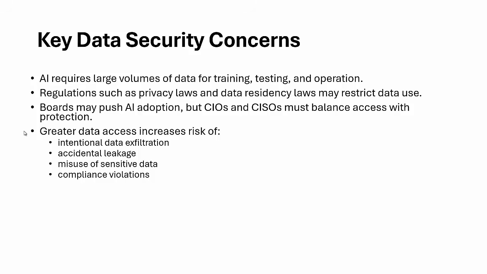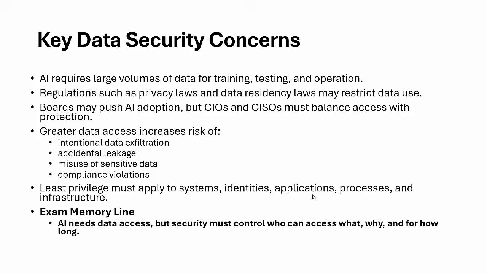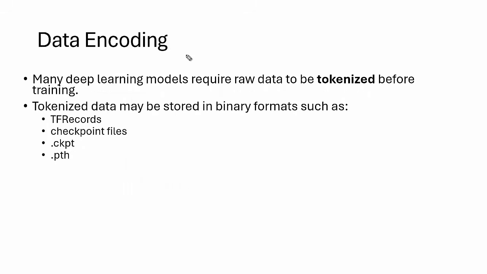So greater data access increases the risk of intentional data exfiltration, accidental leakage, misuse of representative data, and compliance violation. So least privilege must apply to the system and identity, as applicable. In the worst case, even if it is hacked, the impact is limited. So AI needs data access, but security needs to maintain different kinds of metrics. Before we jump into the core AI, we need to first understand data encoding.